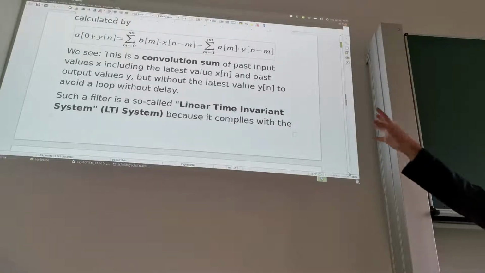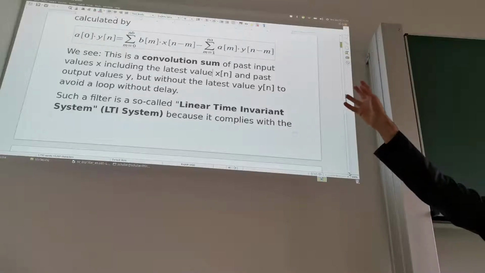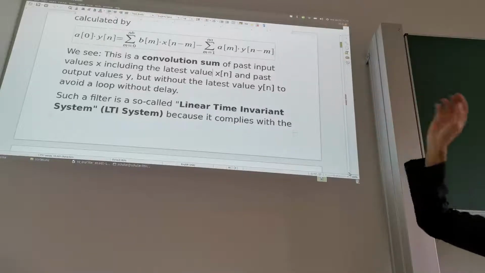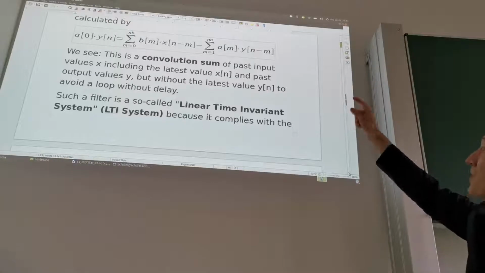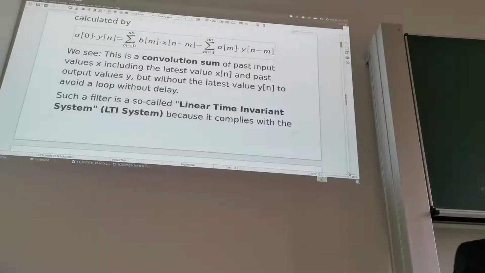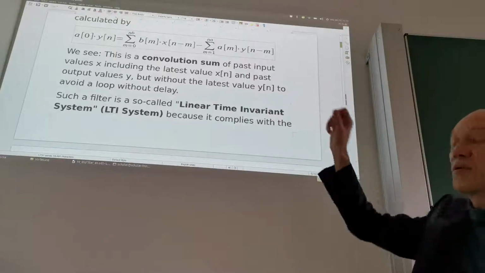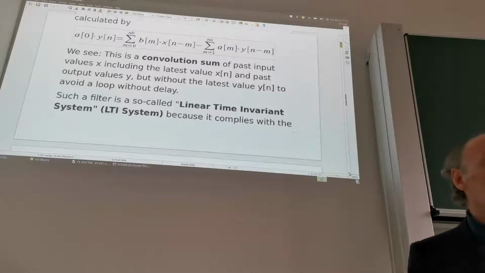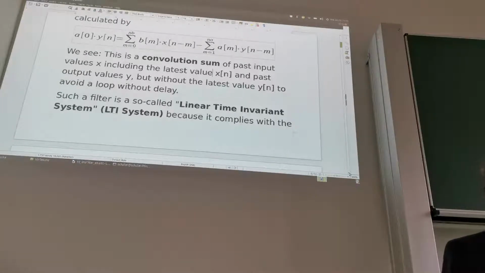Does everybody recognize it? So we have two convolution sums. Basically what's new here is the A's. So far we didn't really look into a feedback loop of a filter. What we did so far is the first sum, convolving a coefficient sequence with the input.